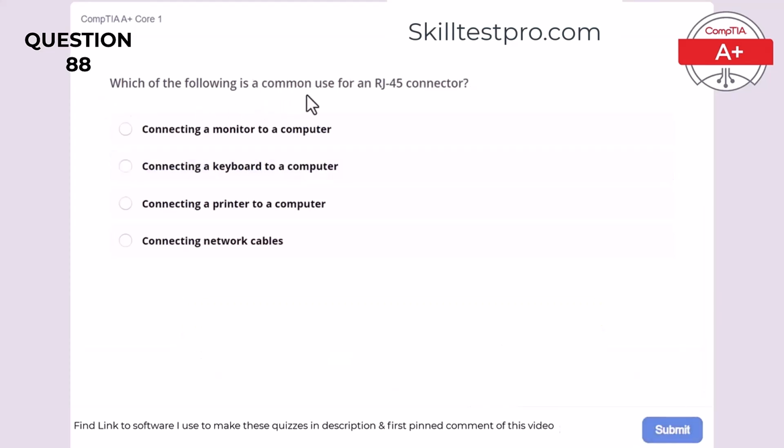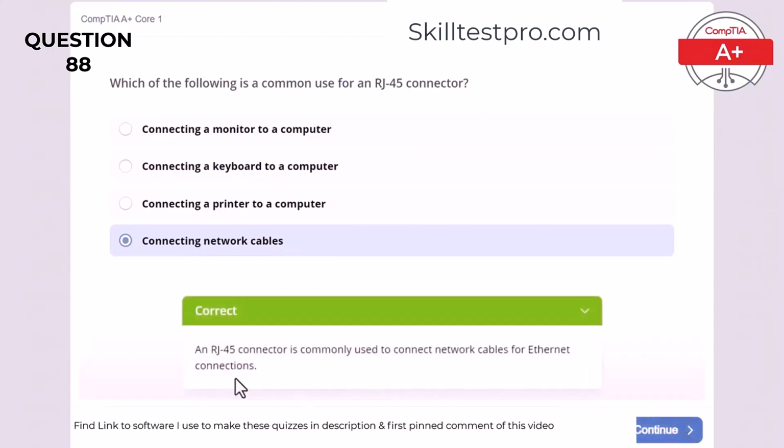Which of the following is a common use for an RJ45 connector? Connecting a monitor to a computer, connecting a keyboard to a computer, connecting a printer to a computer, or connecting network cables. And the most likely answer here would be connecting network cables, as an RJ45 connector is on both sides of all Ethernet network cables. An RJ45 connector is commonly used to connect network cables for Ethernet connections.